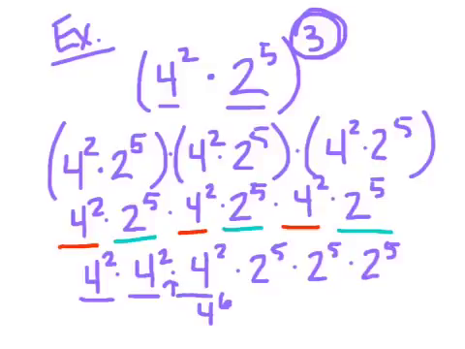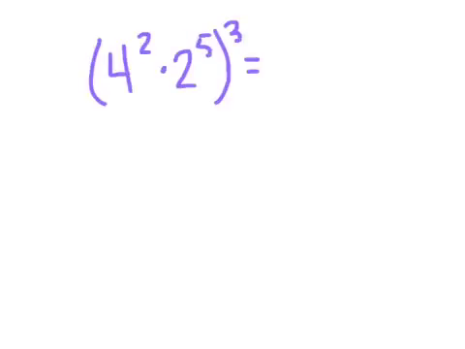to the 6th times 2 to the 5th times 2 to the 5th times 2 to the 5th is actually 2 to the 5 plus 5 plus 5, which is 15. So if we go back, our original problem was 4 squared times 2 to the 5th raised to the 3rd power. And we found out that that answer is actually 4 to the 6th times 2 to the 15th.